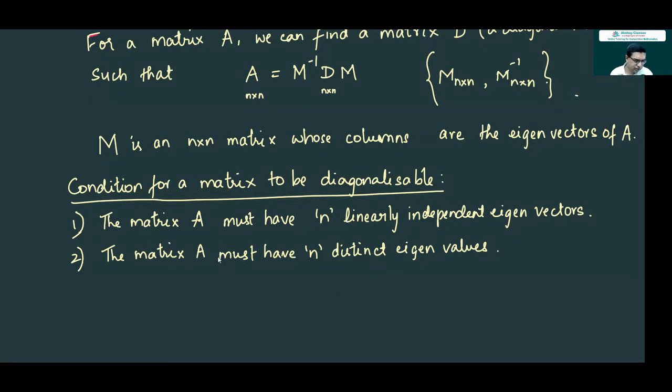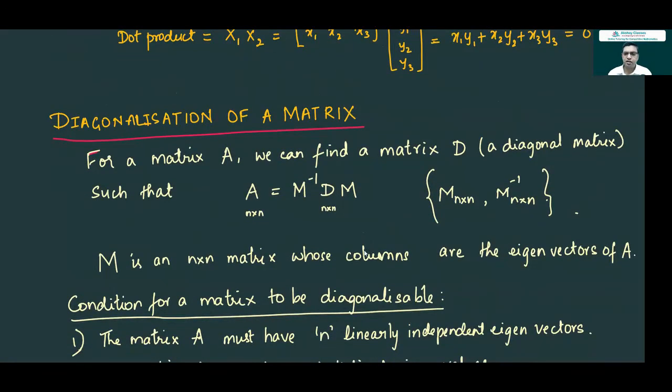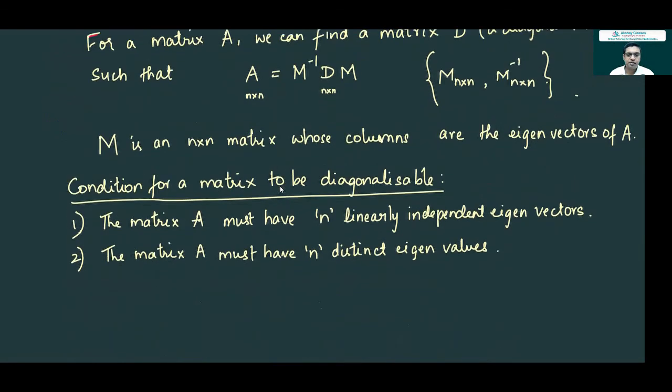So this is about diagonalizable. This is used in the finite element method for solving complex equations, differential equations, and others. We use this concept of diagonalization there. But this is a concept we need to learn. This much is sufficient for matrices.